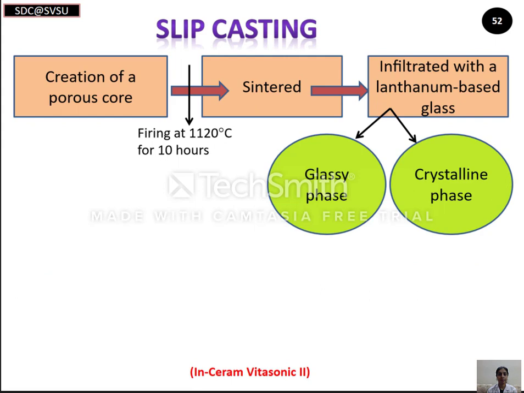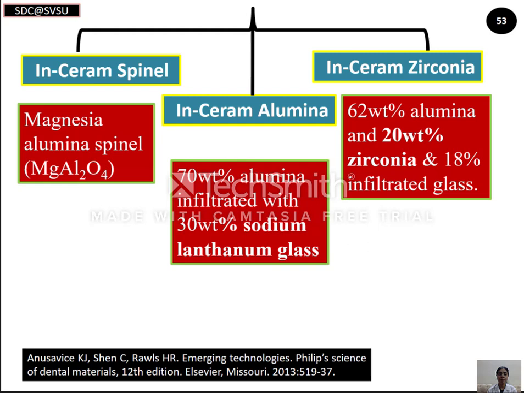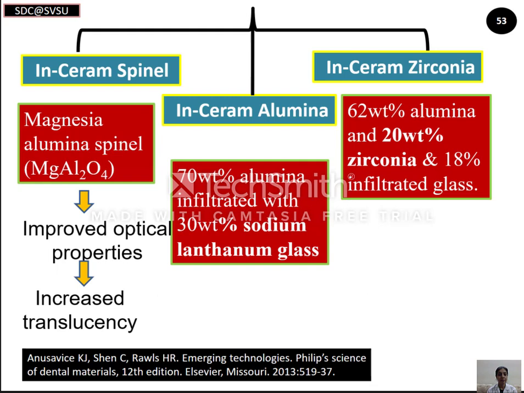There are three types of infiltrated ceramics: In-Ceram Spinel, In-Ceram Alumina and In-Ceram Zirconia. In-Ceram Spinel is composed of magnesia alumina spinel. Because of the incorporation of magnesium aluminate, it has improved optical properties which increase the translucency.